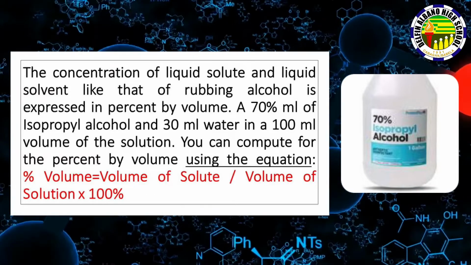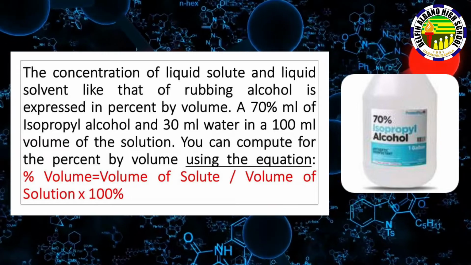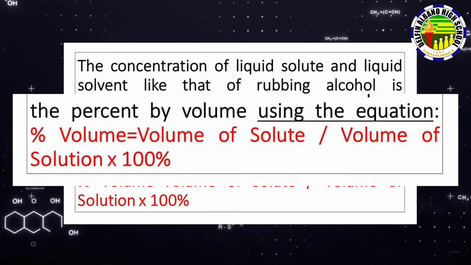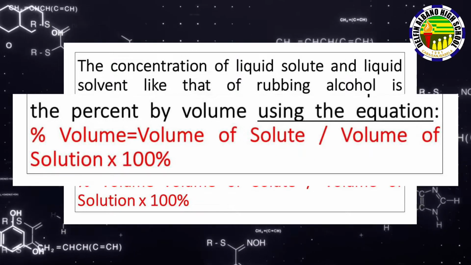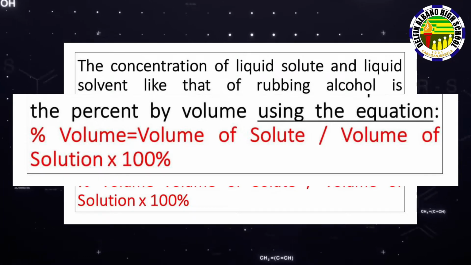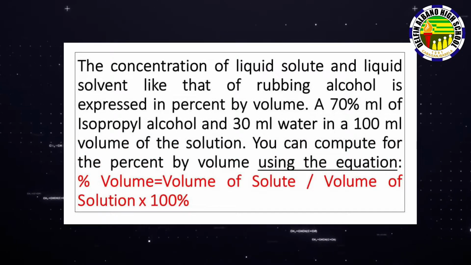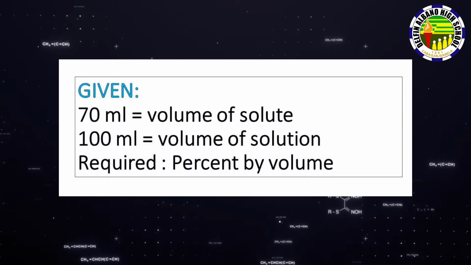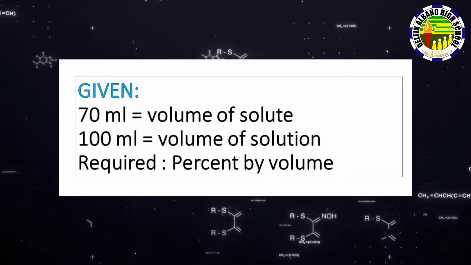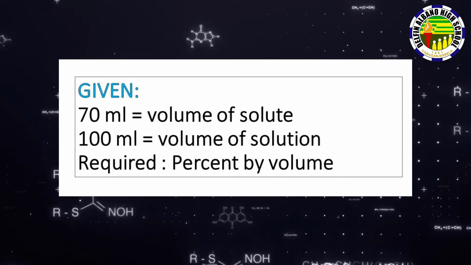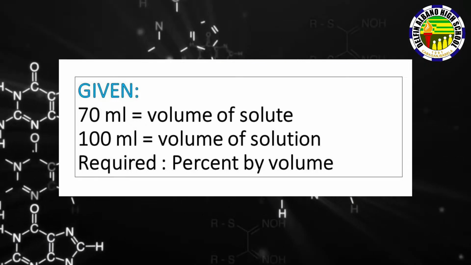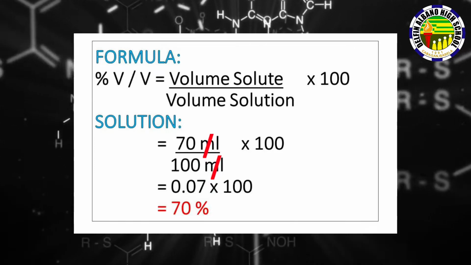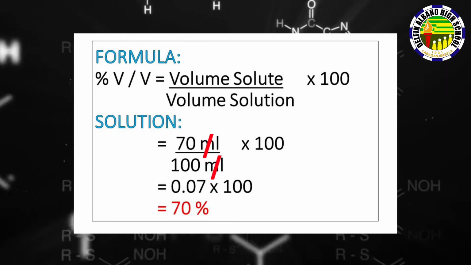in a 100 ml volume of this solution. You can compute for the percent by volume using the equation percent volume equals volume of solute divided by volume of solution times 100%. First, we are going to identify the given in the problem. So we have 70 ml, which is the volume of solute, and 100 ml, the volume of the solution. The required is percent by volume.